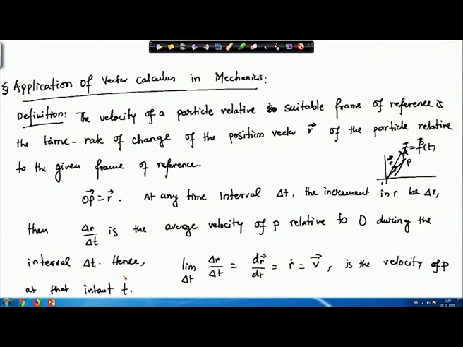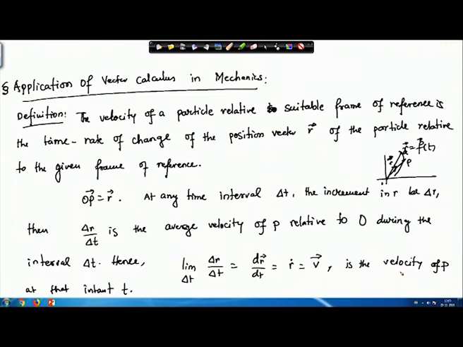So, basically if we have a small increment delta r for any time interval delta t, then delta r by delta t is the average velocity. How much it has increased is delta r, and delta r by delta t is the average velocity of P relative to this origin O during the interval delta t, and therefore we can write in terms of limit, and this dr/dt or r dot is our velocity at that point P at an instant t.